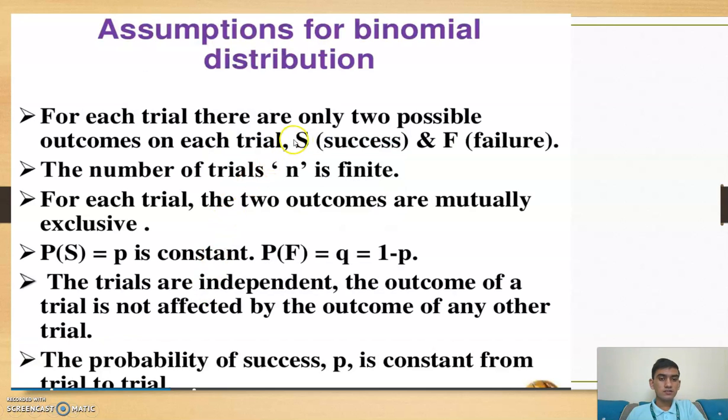For each trial, there are only two possible outcomes: one is success and the other is failure. The number of trials n is finite. For each trial, the two outcomes are mutually exclusive. So P of S is equal to P, which is constant. We should know this formula to find Q: Q is equal to 1 minus P, so P plus Q will be 1. The trials are independent. The outcome of a trial is not affected by the outcome of another trial. The probability of success P is constant from trial to trial.